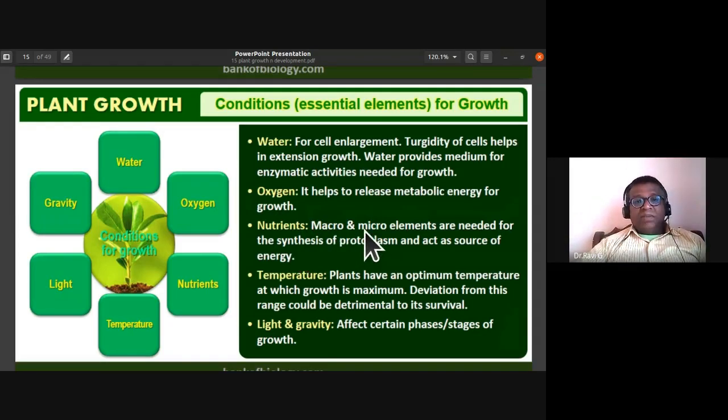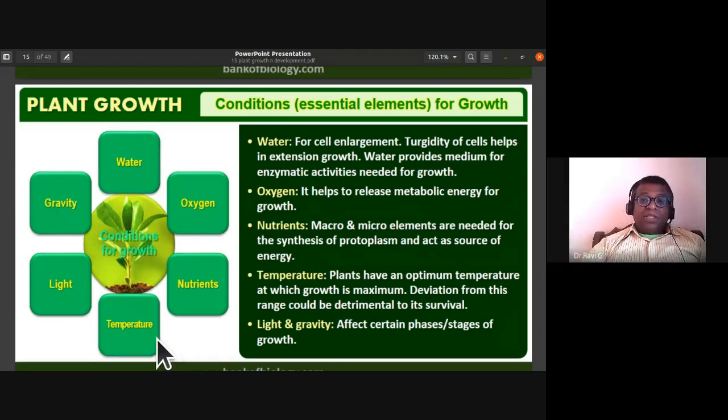Nutrients, the macro and micro elements. We had discussed NPK, sulfur, calcium, magnesium, manganese, and their role in the mineral nutrition chapter. Macro and micronutrients are needed for the synthesis of protoplasm and they act as a source of energy. So macro and micronutrients are required for energy.